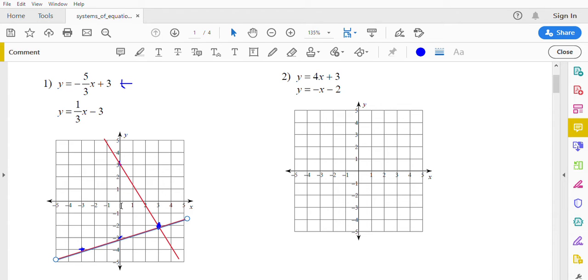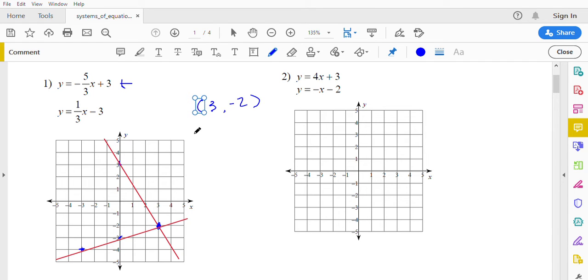Same thing with this one. If I plug in negative 3, negative 4, if I plug in negative 3 for x, I will get out negative 4 for y. The one thing they both have in common is this point right here, (3, -2). And that's going to be our solution. So 3, hey, why isn't it right? There we go. So (3, -2) is our solution.